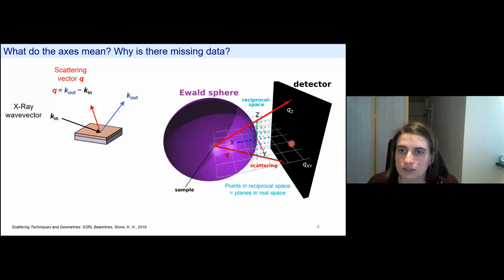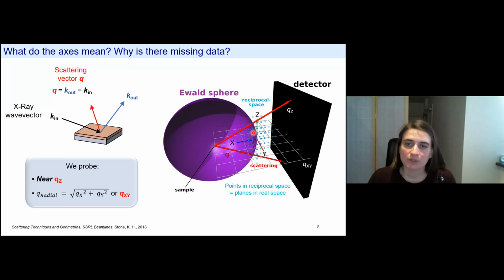But now if we look at the z-axis, you see that the sphere traced out by Q is going away from it. So we don't actually probe the z-axis, we probe maybe, here. So we're probing near QZ, and we're probing QXY or Q radial.